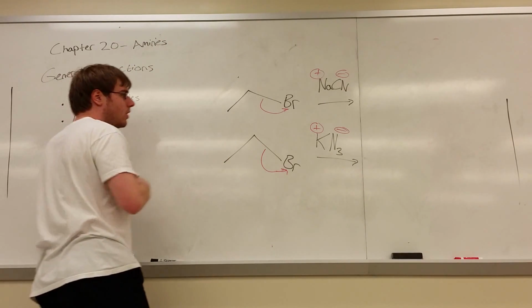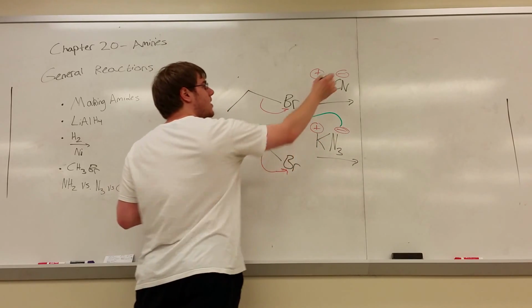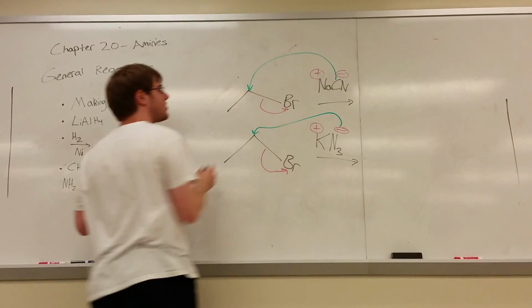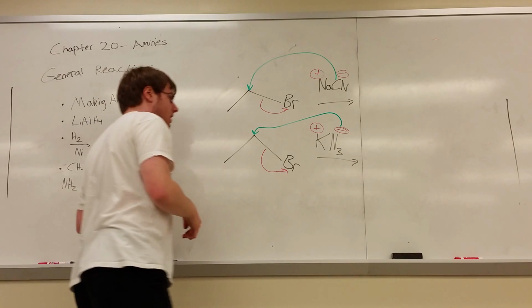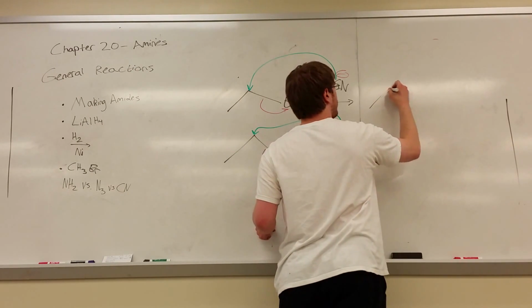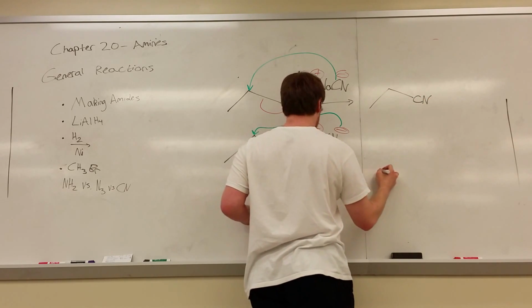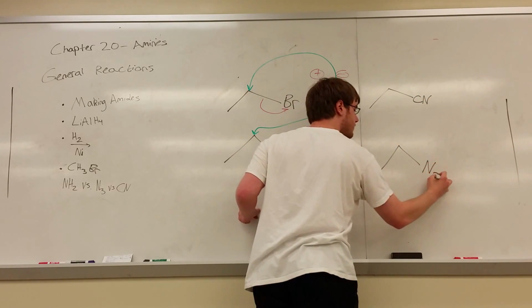So, who does the attack? In this case, the N3 attacks this carbon. In this case, the carbon attacks this carbon. And what you end up getting is 1, 2, and then the bromine is replaced by your nucleophile. In this case, the CN, and in the bottom case, it is replaced by the N3.